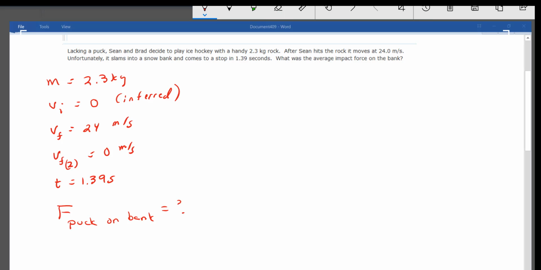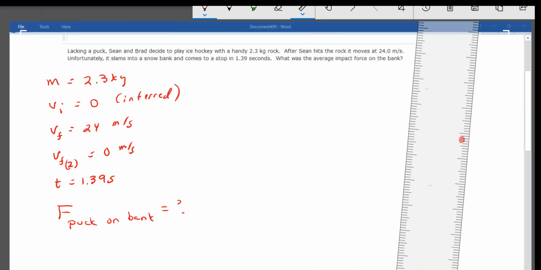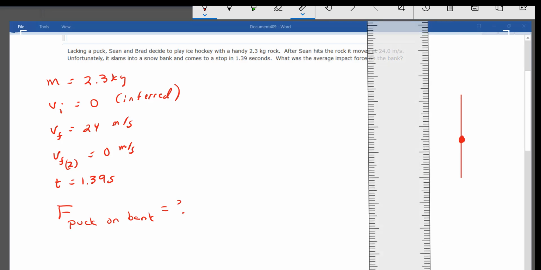There's another issue because it asks what is the force of the puck on the bank. After doing the problem, they really want the force of the bank on the puck. But we'll work with that later. So right now I'm going to draw my free body diagram. I've got the hockey puck, and of course I have a force of gravity, and I have a normal force, so I'm going to draw those. And then I have the force of the bank stopping the puck.